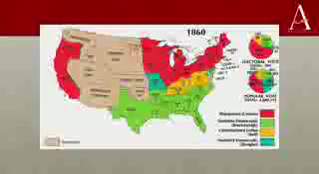Now, if we look at this map on the next slide, it says 1860. And we can see what the presidential election results were in 1860. And really what I want to point out here is that no one in the South voted for Lincoln. All of his votes came from the western states, California and Oregon, and the northern states. No one in the South voted for Lincoln.